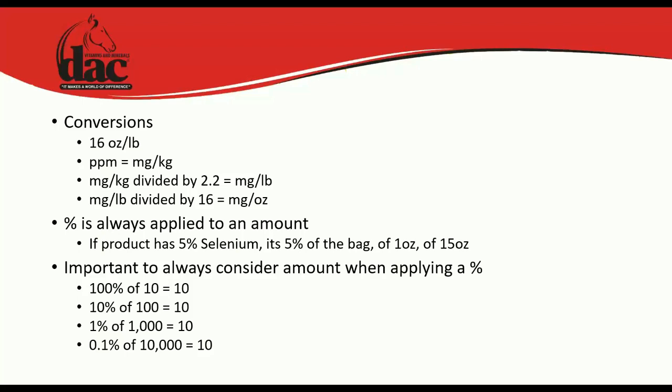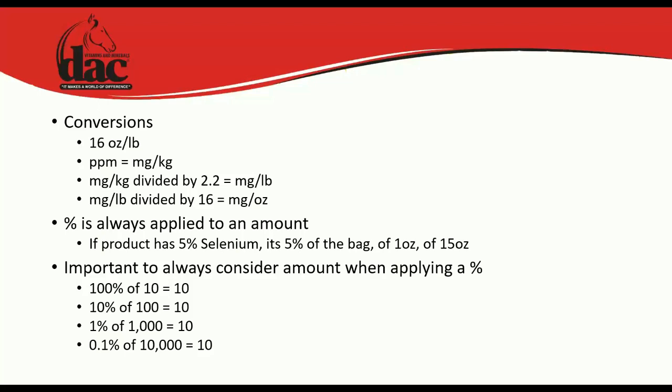So if somebody lists 50 ppm or milligrams per kilogram, and we're listing it as milligrams per ounce, and our number looks a whole lot less, well, that's because nobody feeds in kilograms. You've got to work out how much your horse is actually getting.